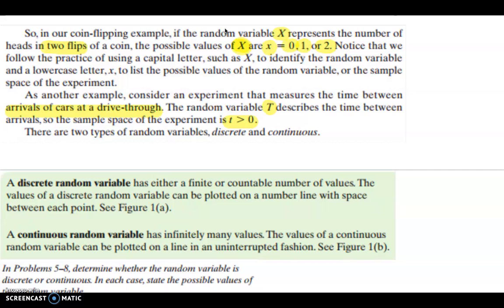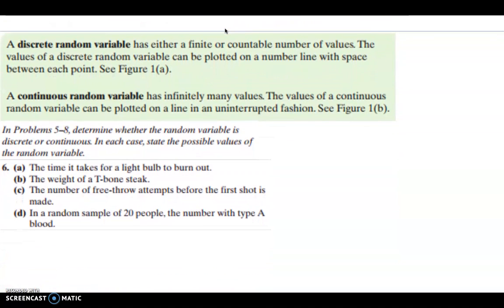So there are 2 types of random variables, discrete and continuous. A discrete random variable either has a finite or countable number of values. And they are discrete. That's why we use the word discrete. So the values of a discrete random variable can be plotted on a number line with space between each point. Whereas continuous has infinitely many values, and they are plotted on a line. When we plot this on a line, it is an uninterrupted graph. There's no space between them.